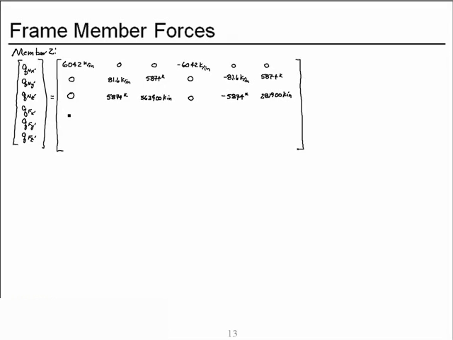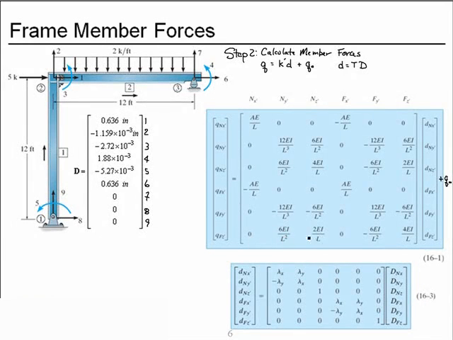Then the fourth row is exactly the same as the first row, but all signs reversed. So we have minus 6042 kips per inch, 0, 0, a positive 6042 kips per inch, 0, 0. The fifth row is exactly the same as the second row, all signs reversed. 0, minus 81.6 kips per inch, minus 5874 kips, 0, 81.6 kips per inch, and minus 5874 kips.